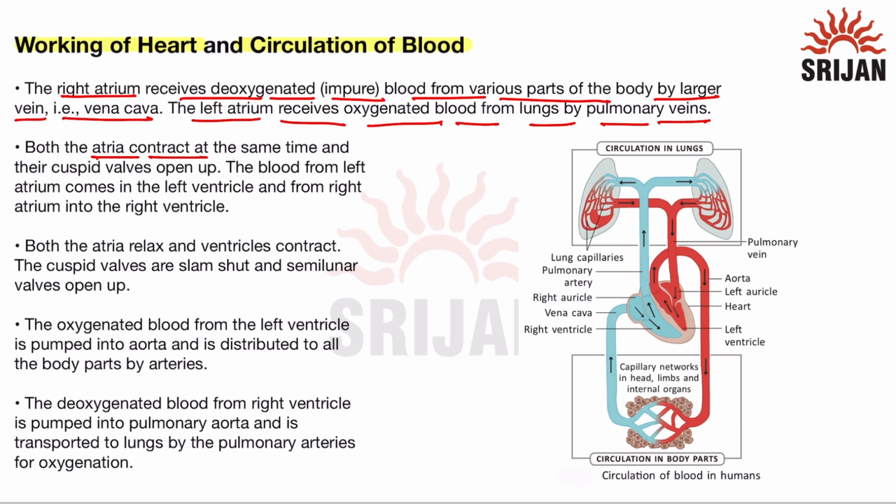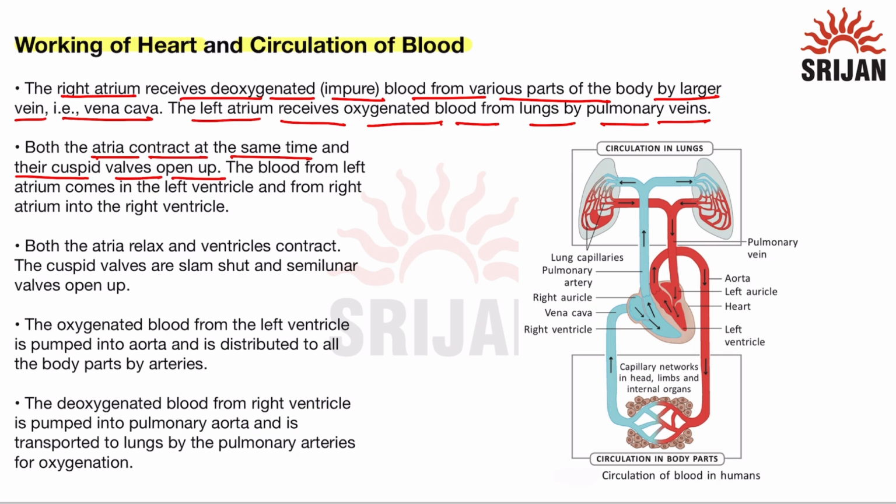Now both the atria will contract at the same time and their cuspid valves will open up. Between the atria and ventricles, cuspid valves are present. Between the right atrium and right ventricle, the tricuspid valve is present, and between the left atrium and left ventricle, the bicuspid valve is present.